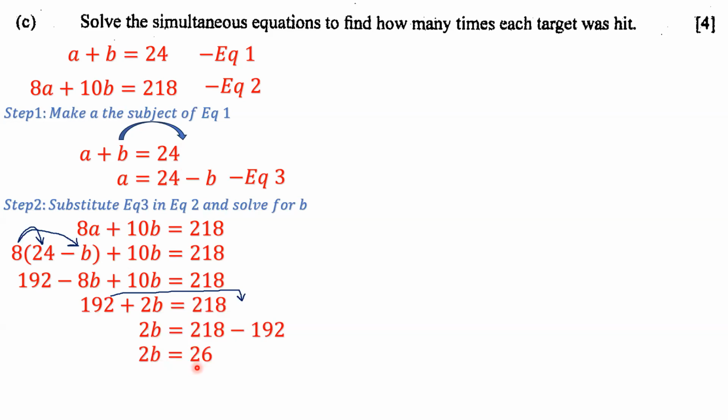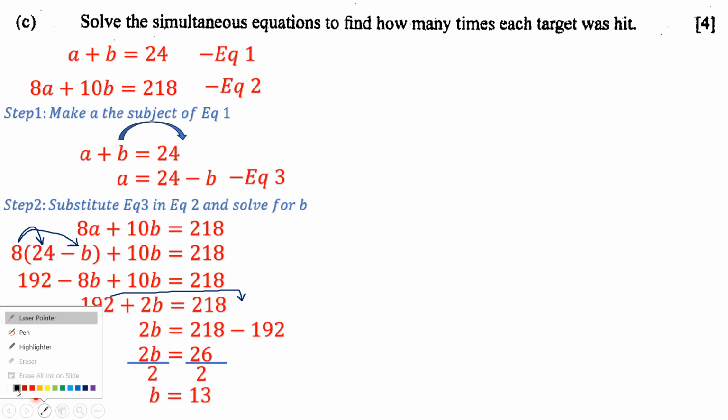We have to divide both sides by 2. We cancel this 2 with this 2, I should have put the cancellation. And so we're left with B is equal to 13. Now we know what B is. So we know the value of one variable. Now we're going to use the value of B to figure out the value of A.